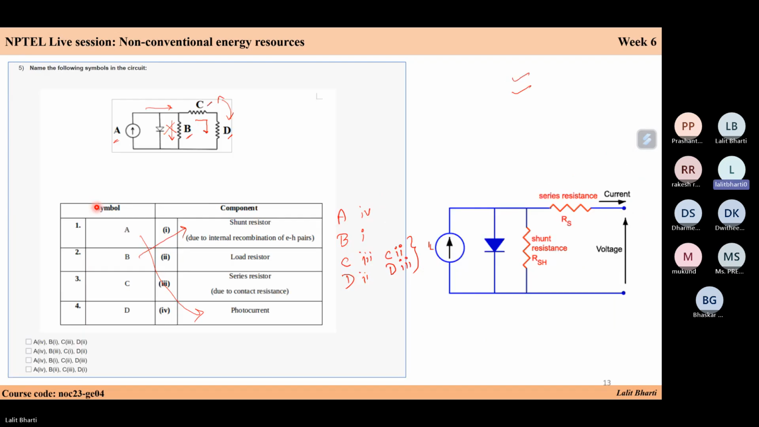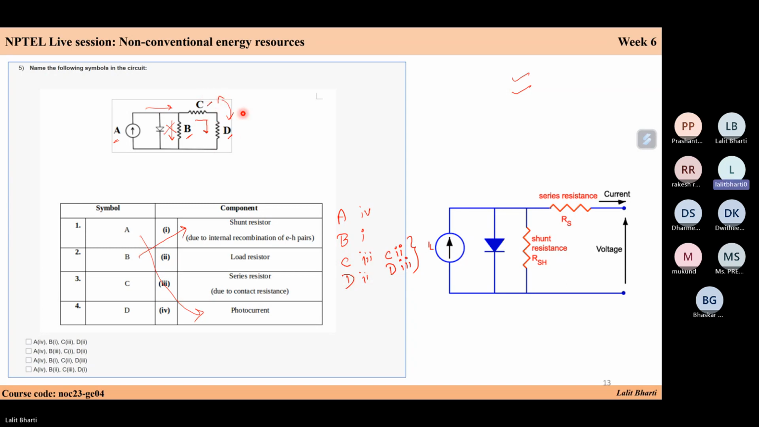Then we have again the same. We just need to match the following. Your A is your photocurrent, and this is your PN junction. This part is representing your solar cell. A is your photocurrent, B is your shunt resistance, C is your series resistance, and D is your load.